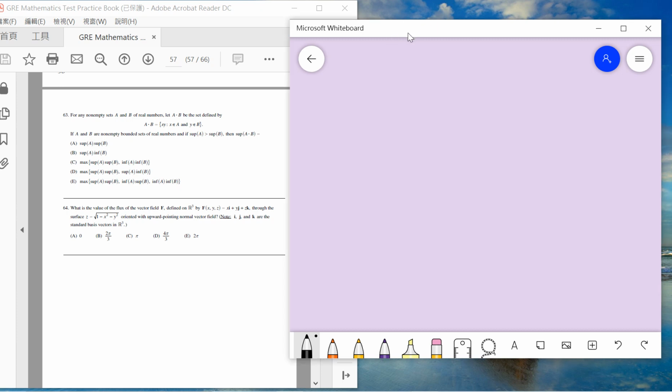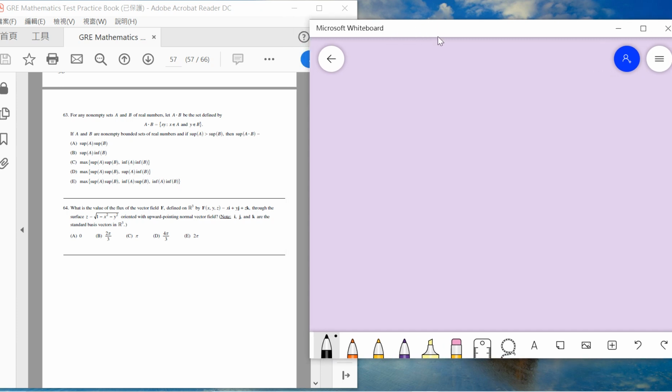Guys, welcome to the math subject solving section. We're now solving problem 64. What is the flux of the vector field? Basically you have some vector field F, and then there is a surface, and you see this surface is basically a hemisphere.